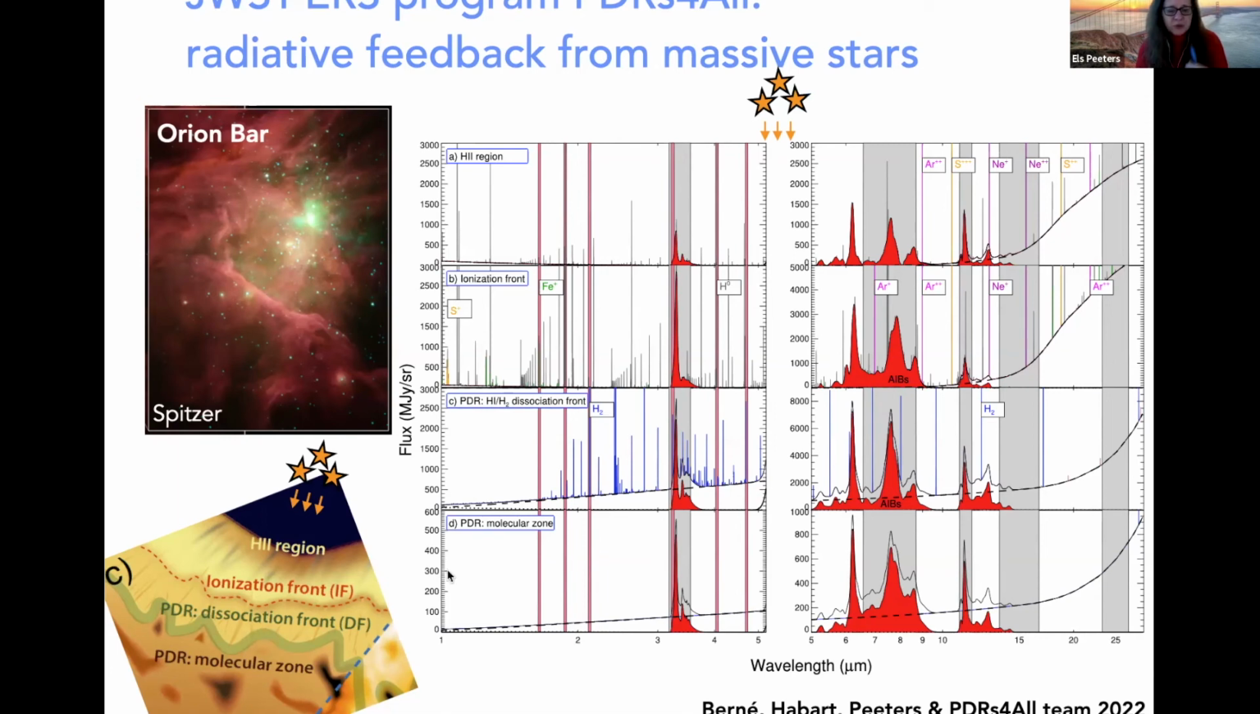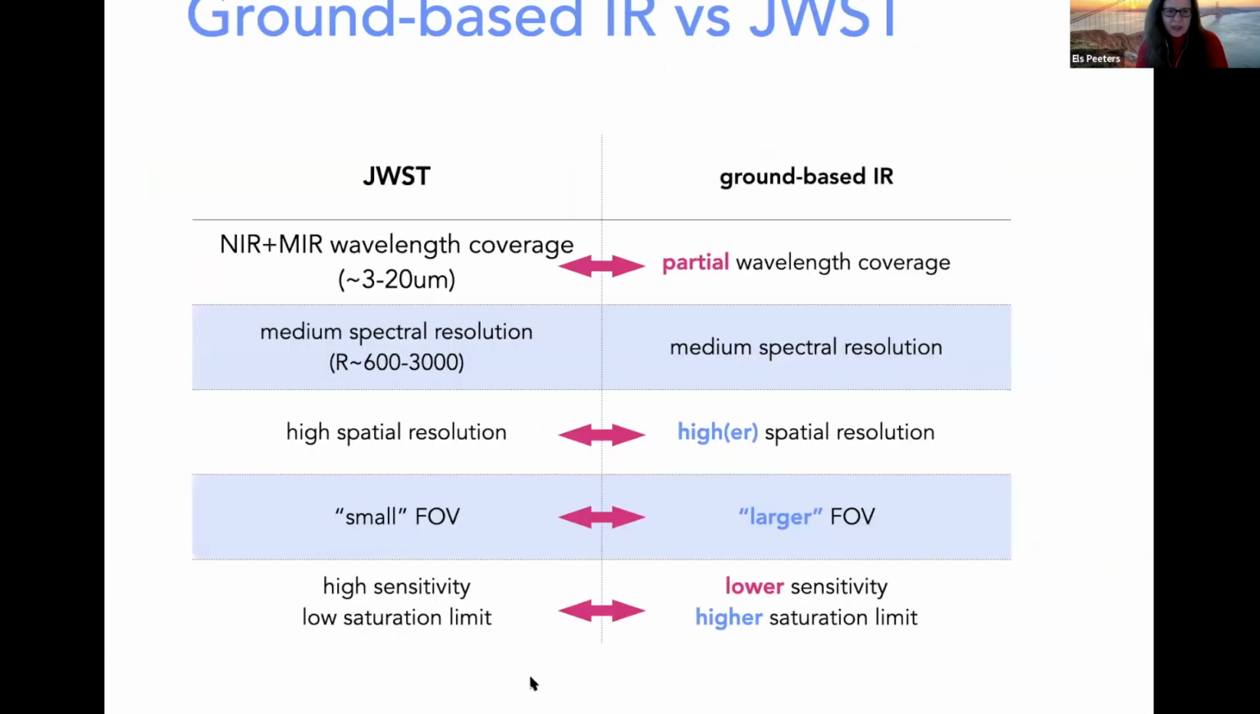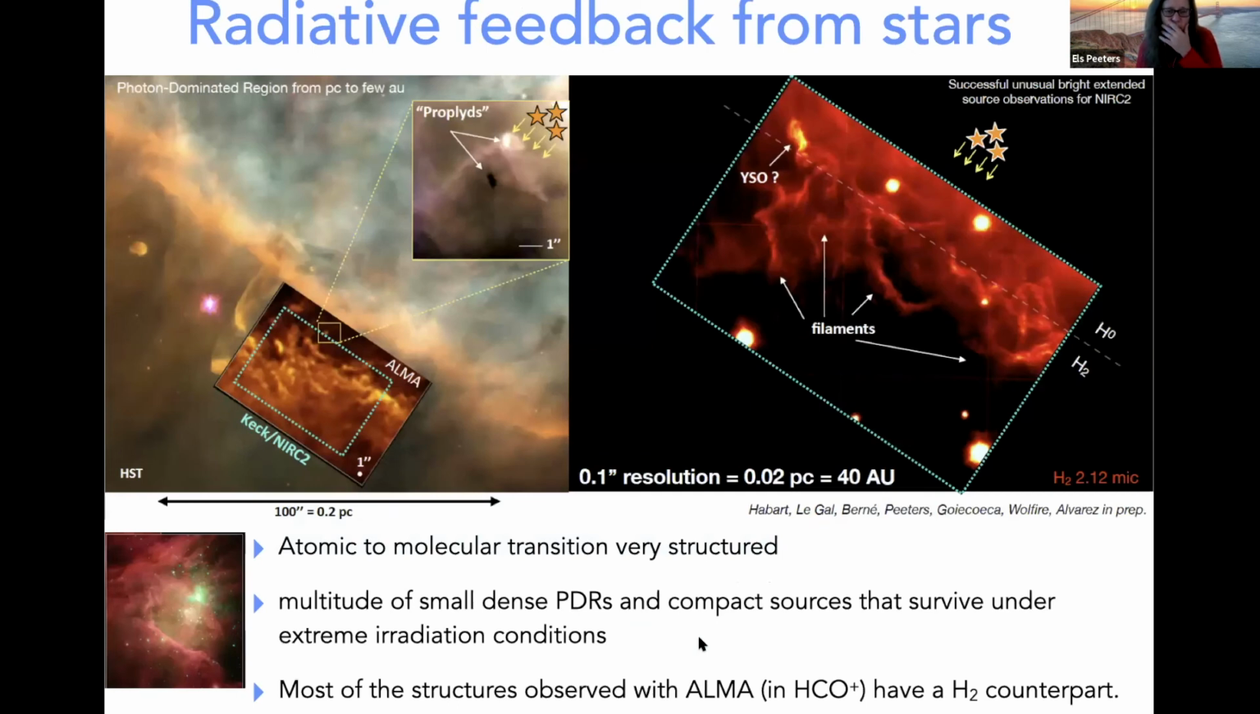And so we're very hopeful that we can learn a lot about the physical and chemical processes that drive these changes in this population. Now, since I have to wrap up, I would like to contrast the ground-based infrared instruments to JWST. The disadvantage is that you have only partial wavelength coverage, and that may hamper some of the studies that you can do with ground-based infrared observations. However, you have much higher spatial resolution, and you also have a larger field of view and a higher saturation limit. And so that you can use in very different ways.